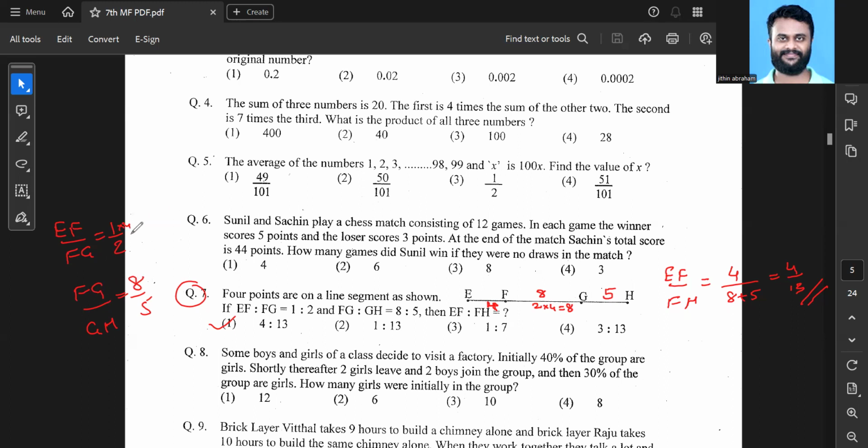So what did we do? We basically multiplied and divided the numerator and denominator by 4. We got 4 upon 8. Now in this case, FG is 8 in the first ratio as well as in the second ratio. So you can directly put these numbers in the figure and get the answer. You can do this only when the numbers are the same for the same section. So for EF I'll put 4, for FG I'll put 8, and for GH I'll put 5, and simply substitute and get the answer. Got it, sir.